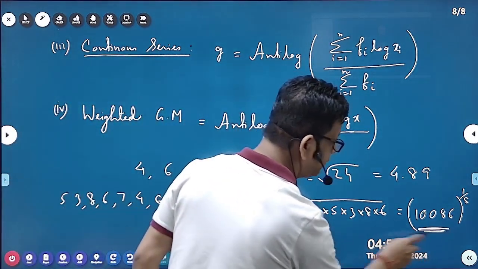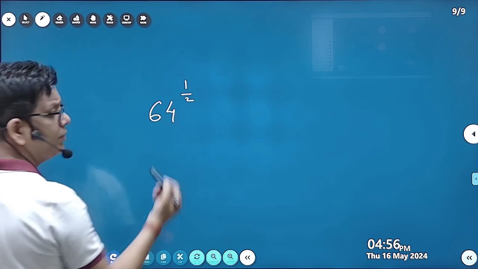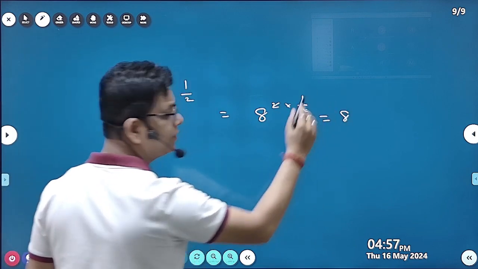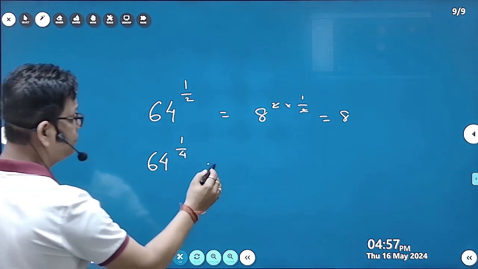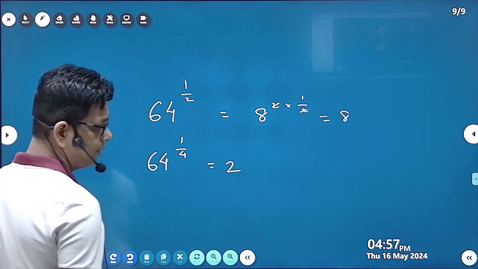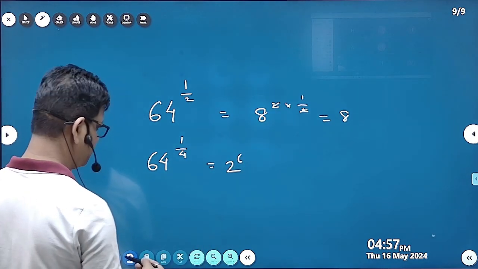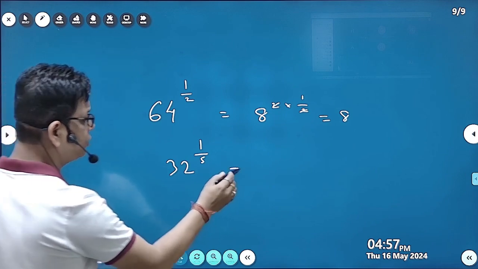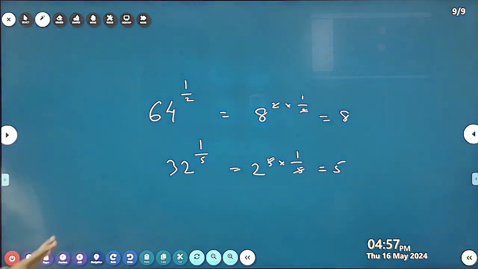We have to find the number, and to find a number, you know this. Suppose there is a number like 64 to the power half. You are comfortable with that because you know 64 means 8 square. Do you remember? And then 1 by 2. So these 2 get cancelled, it's okay, 8. We are comfortable with this. Even 64 to the power 1 by 4 you might be comfortable with. Let me change the number. Suppose 32 to the power 1 by 5. You know 32 means 2 is there 5 times, yes or no? Then this 1 by 5 will come here, so this is equal to 5. These are okay. We can directly find them without using log and anti-log.